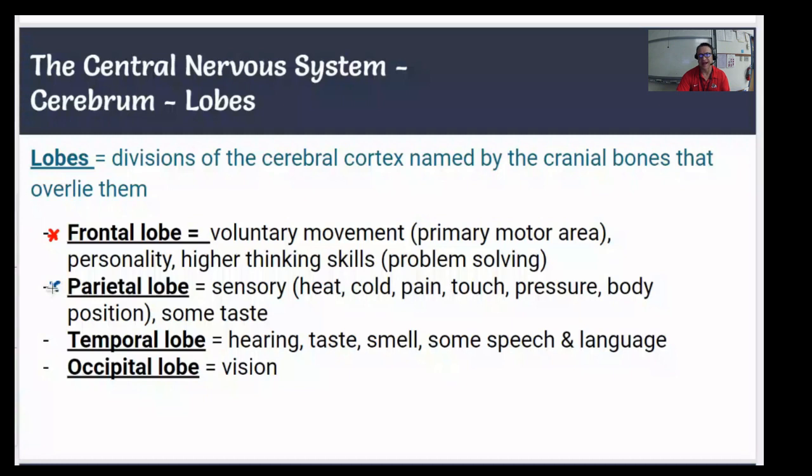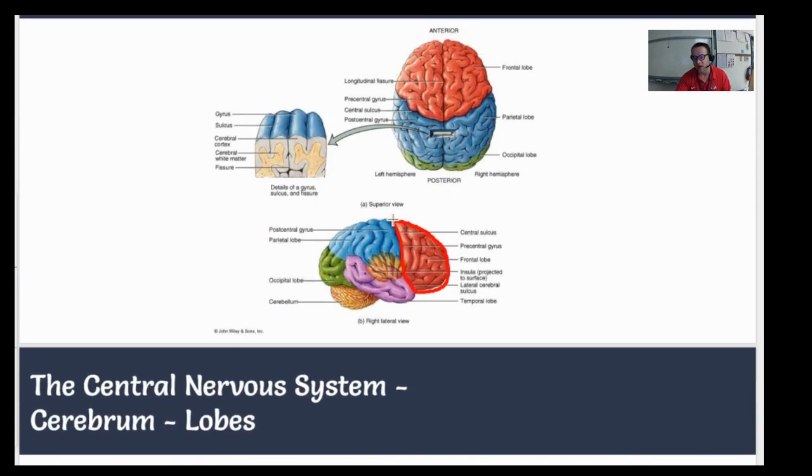And the next one is called your parietal lobe. Remember, that's where your primary somatosensory cortex is. That's sensory information, where you can feel things like heat, cold, pain, touch, pressure, body position, and also some taste is located there in the parietal lobe. Another word for taste is the gustatory system. So let's go ahead and look. Parietal lobe, just posterior to the central sulcus, is here in blue. All this in blue is your parietal lobe. That's sensory, so this is what allows you to detect various physical stimuli around the body.